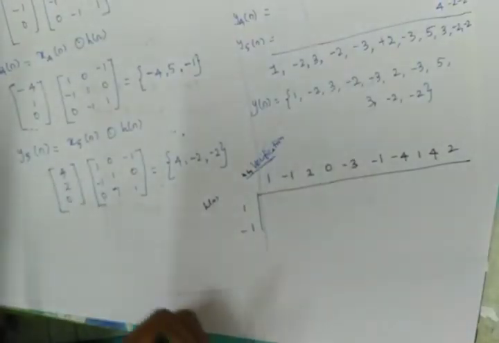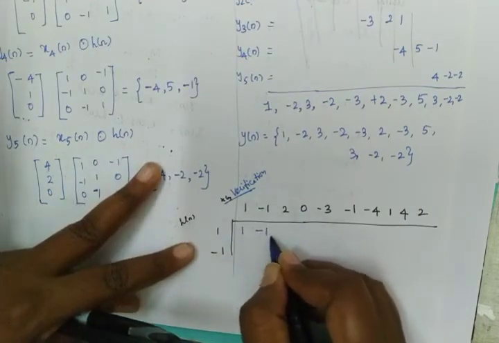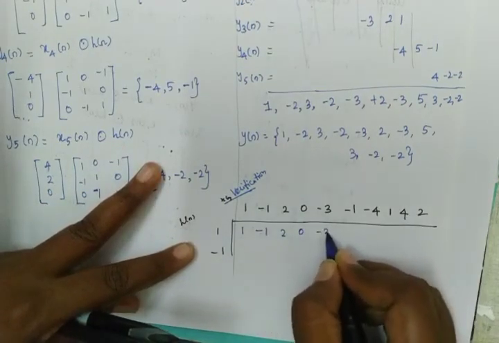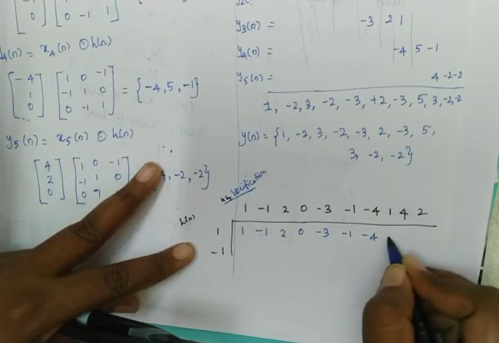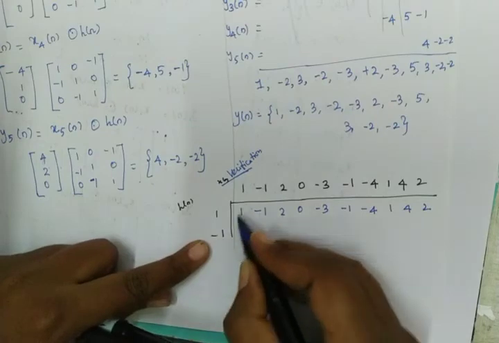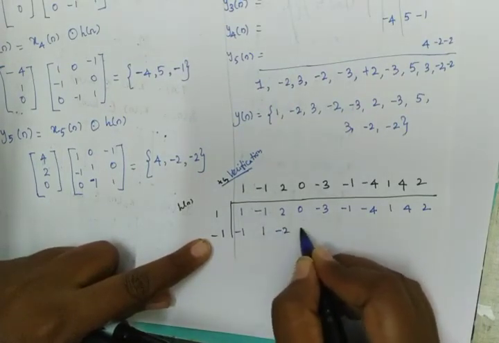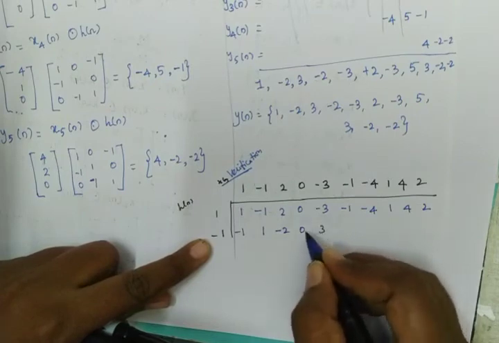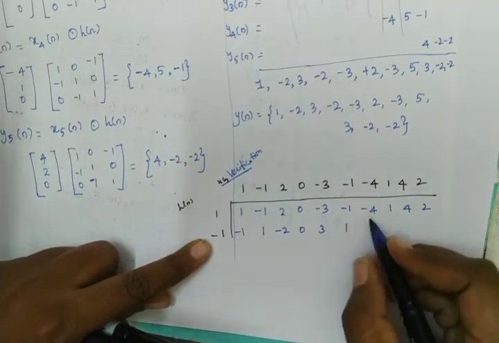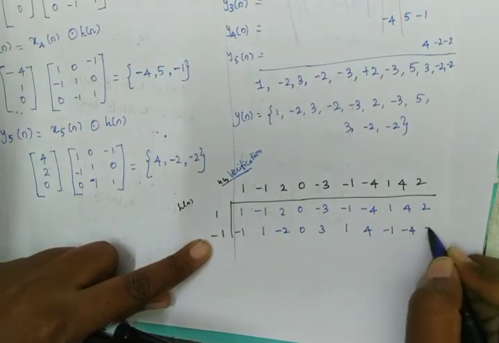So after this what we have to do? Multiply this and write the number. That is 1 into 1. 1 minus 1 2 0 minus 3 minus 1 minus 4 1 4 2. Then what is the next? Multiply this minus 1 with this. So this will be minus 1. Here it is plus 1. Then minus 2 0 plus 3. And here we have plus 1. Here it is plus 4. And here it is minus 1 minus 4 minus 2.